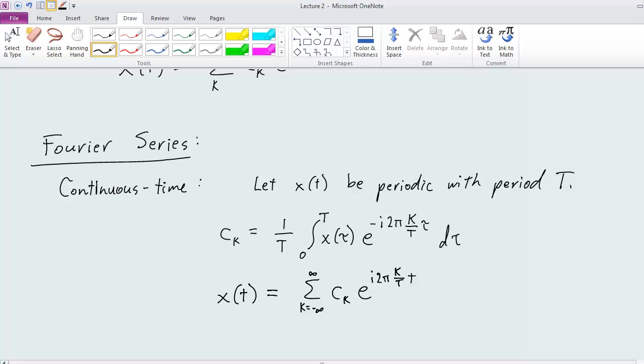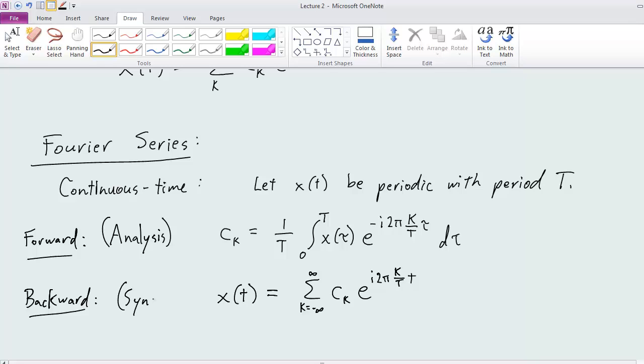Okay, so this is the forward Fourier series, and this is the backward one. Backward meaning we're going to come back from our coefficients to our actual signal in the time domain. Some better names for these: this is called the analysis equation, and this is the synthesis equation.